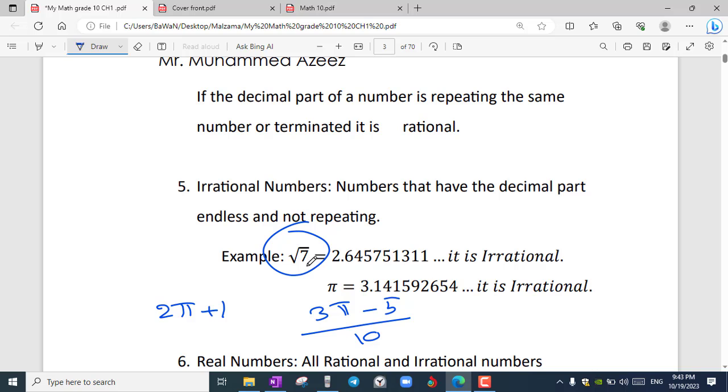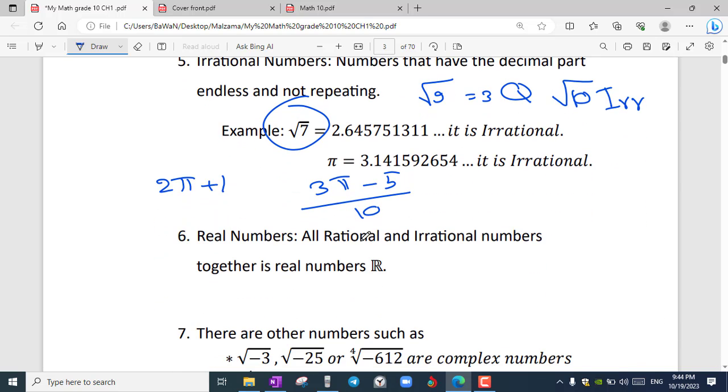Square root of any number which is not a perfect square number is always irrational. Square root of 9 is equal to 3. This is rational. But square root of 10, since 10 is not a perfect square number, this is irrational.